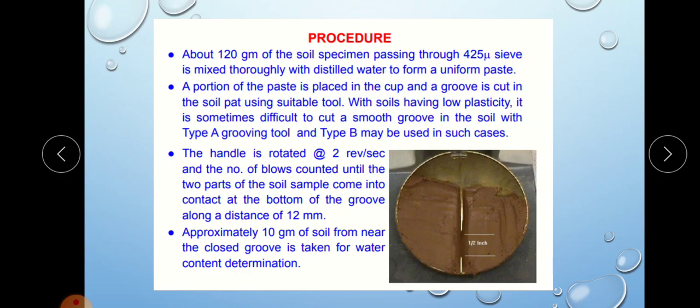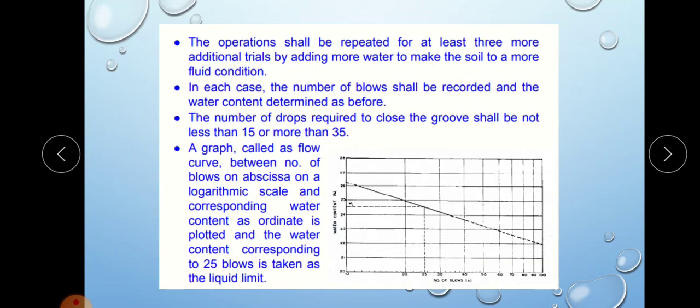So this is the procedure of Casagrande experiment, and the operation shall be repeated for at least 3 more additional trials by adding more water to make the soil to a more fluid condition. That is, when we are adding more water, the soil will be more fluid, and in that case the number of blows required will be low. When water content increases, the number of blows will reduce, because for a small number of blows itself, the two soil parts will come close to each other.